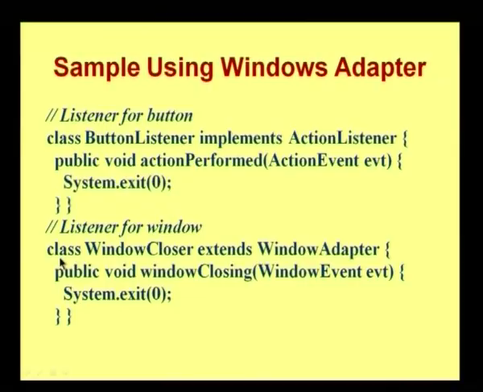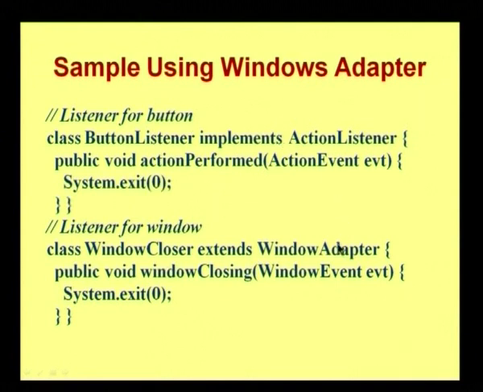Here you can see that you have a class called WindowCloser which extends WindowAdapter. This WindowAdapter is the adapter class which has implemented all the methods available in the window listener, and I am going to override only one method, which is the windowClosing method. In this windowClosing method I am implementing the closing of the window. So, I can close the window using the action listener which listens for a particular button.